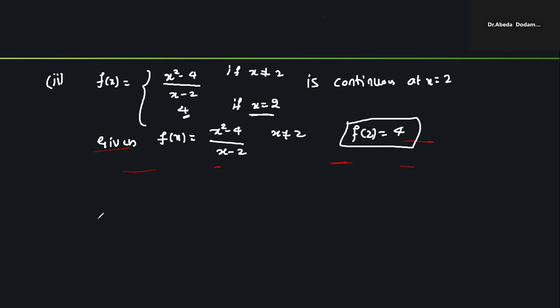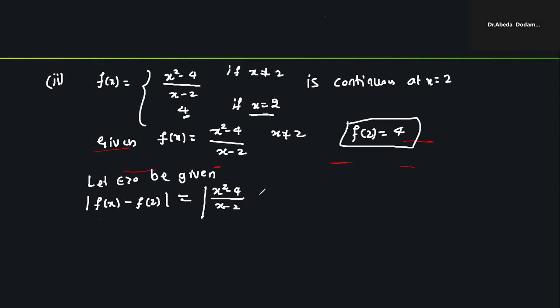Okay, so now we know that let epsilon greater than 0 be given. So we have to start with our method. Then we need to define the difference between f of x and f at the point of 2. What is our f of x? f of x is x square minus 4 upon x minus 2, minus f at the point of 2, which is 4.